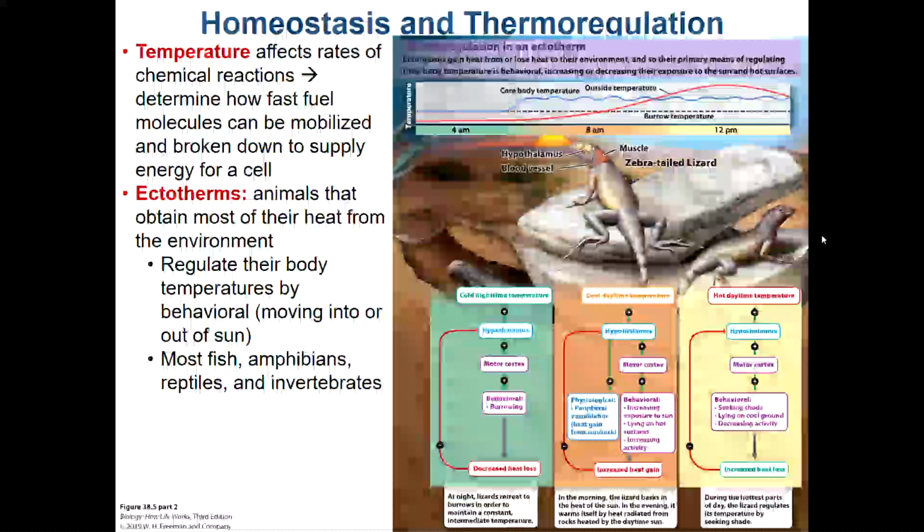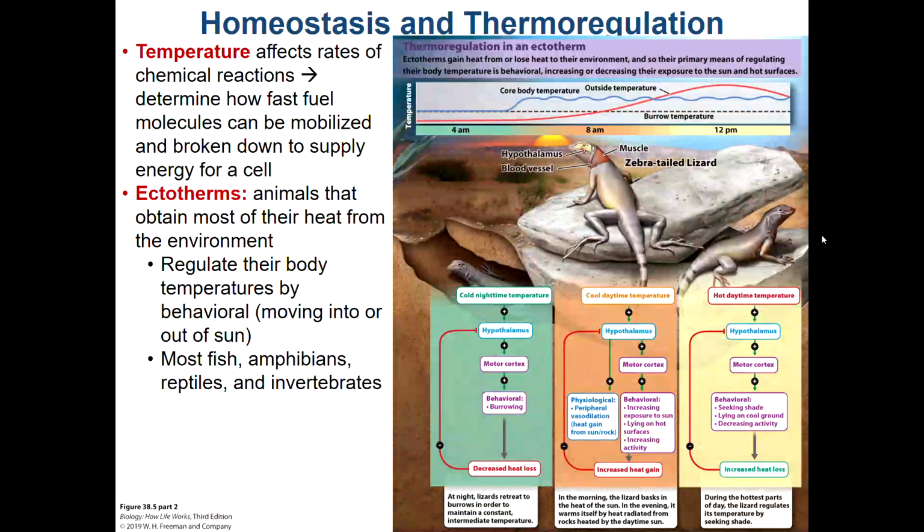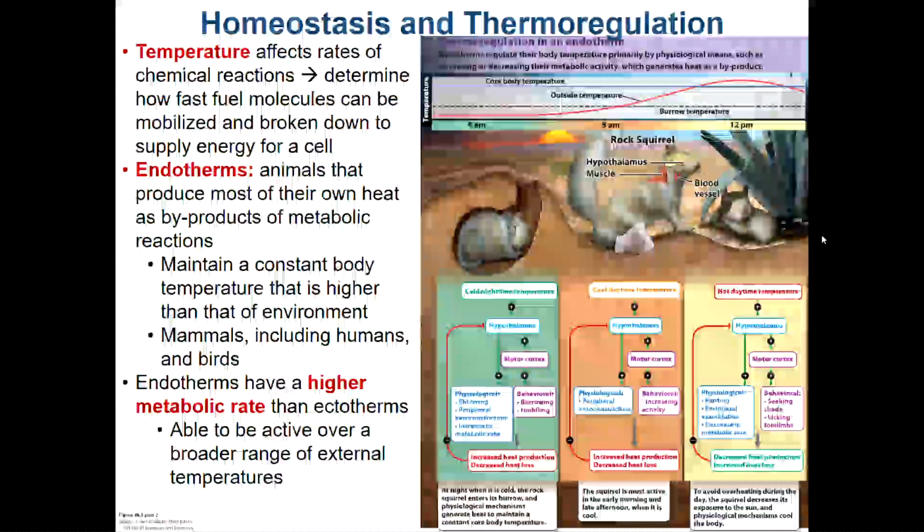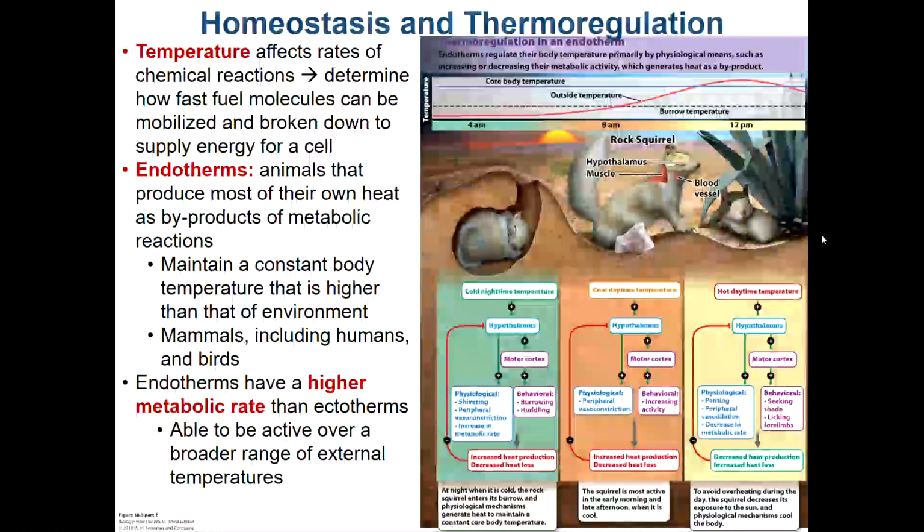Most fish, amphibians, reptiles, and invertebrates are ectotherms. So they use behavior to modify their body temperature. The other strategy is in animals called endotherms. And endotherms are animals that produce most of their own heat as byproducts of metabolic reactions, which includes the breakdown of food. In endotherms, they maintain a constant body temperature that is typically higher than that of the environment. Mammals, including humans, and birds are all endotherms.